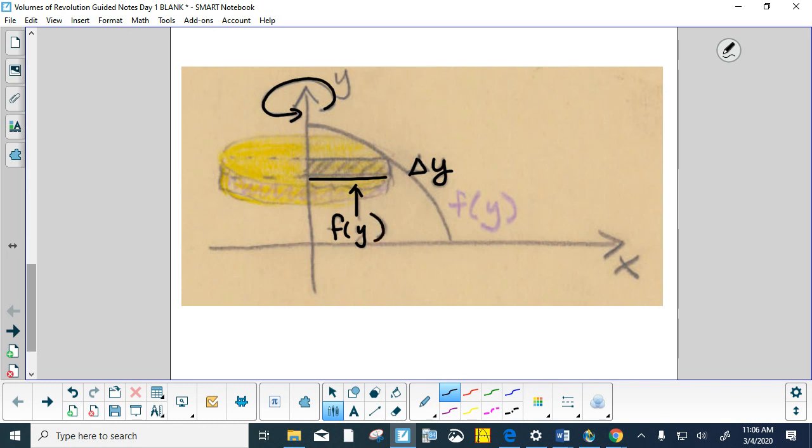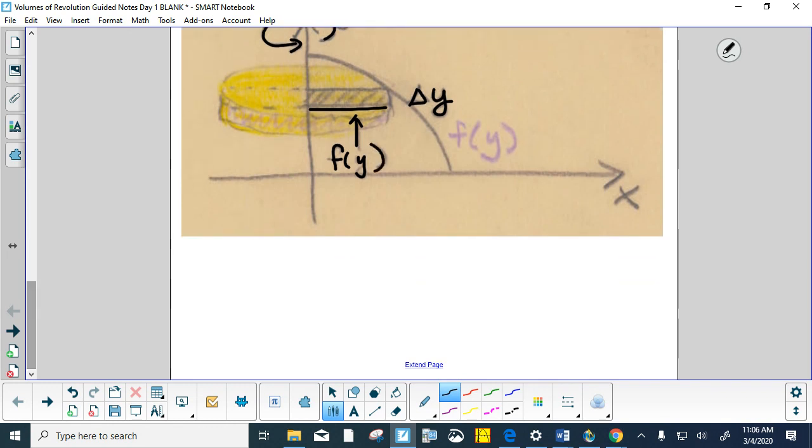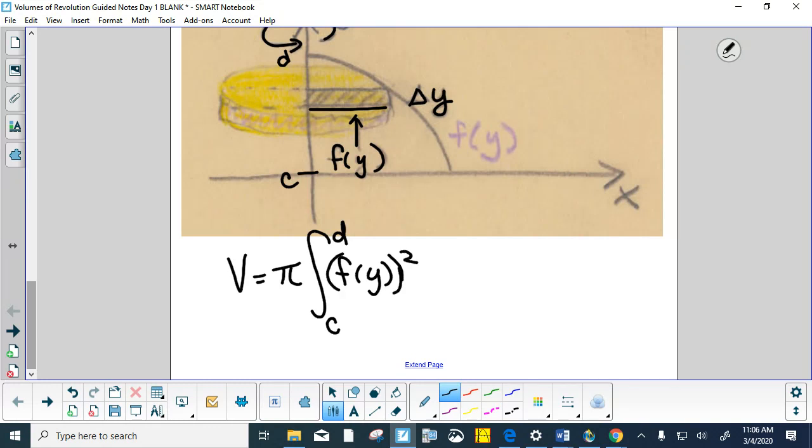So how would I write that? I would write that as the volume equals pi times the integral from. Now, with y's, I like to change it from a to b to from c to d, just to make sure that it's a little bit different, right? And then this would be f of y quantity squared dy.